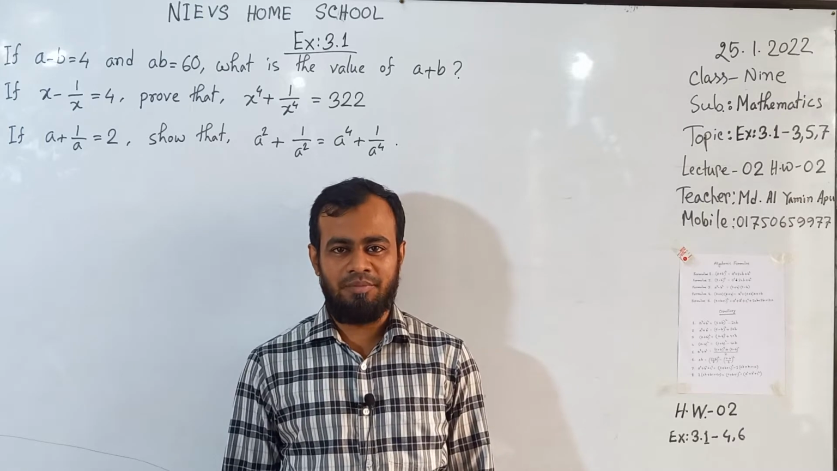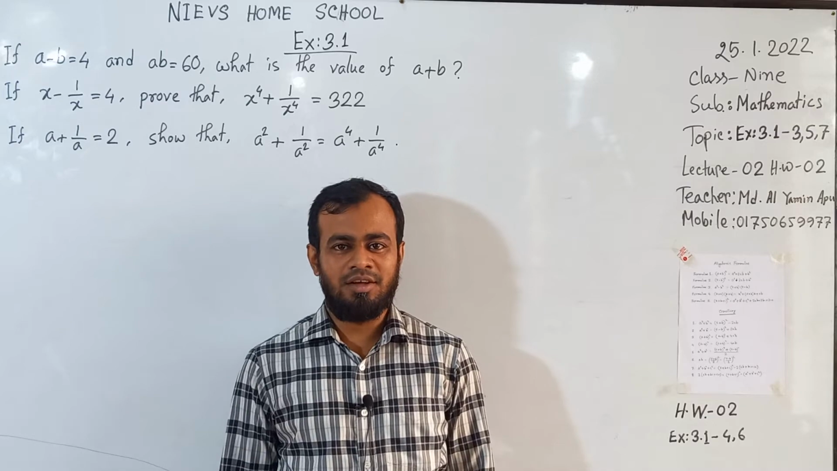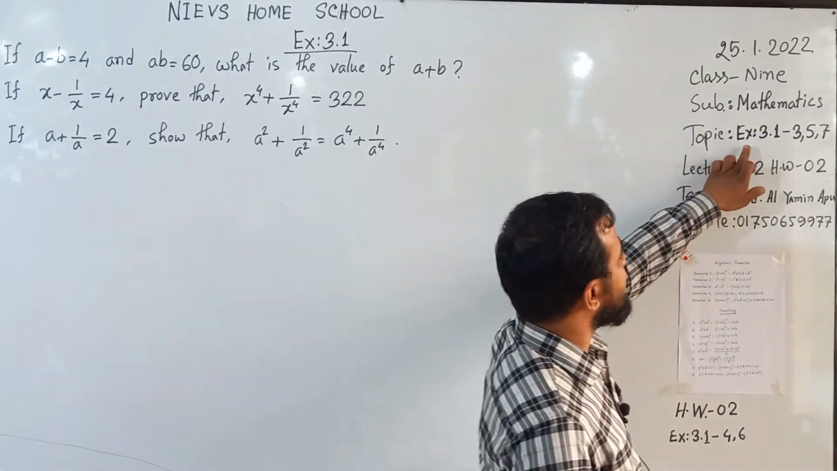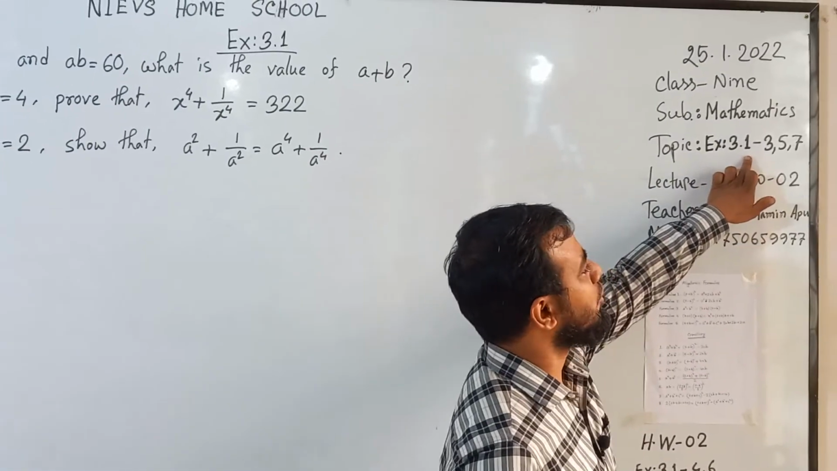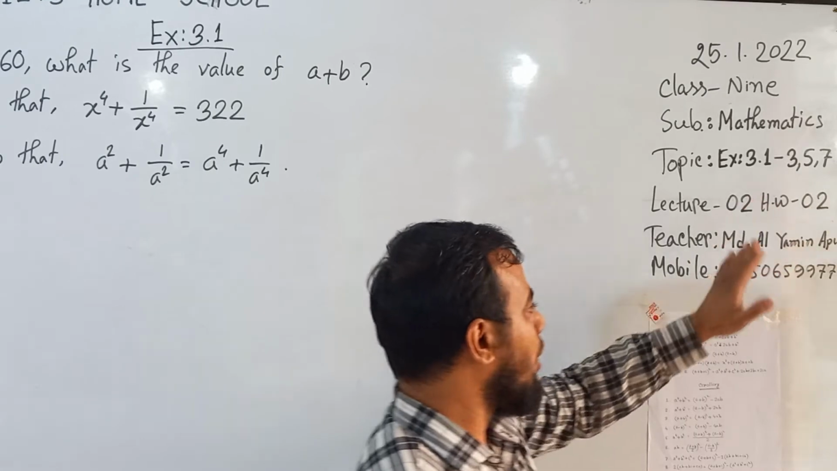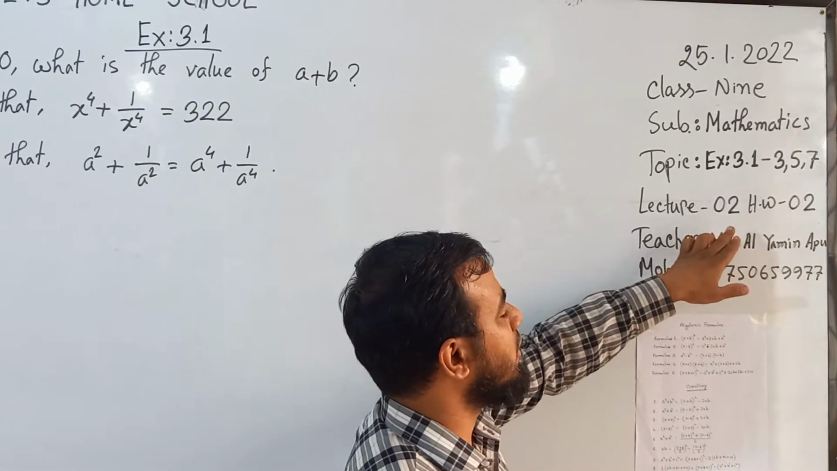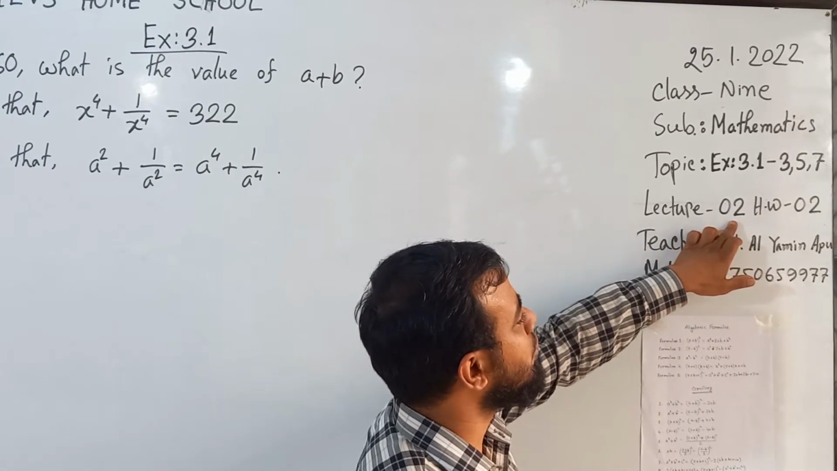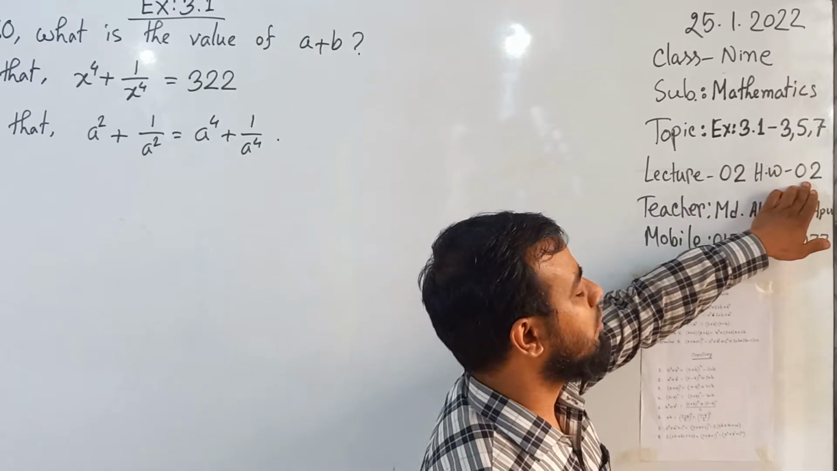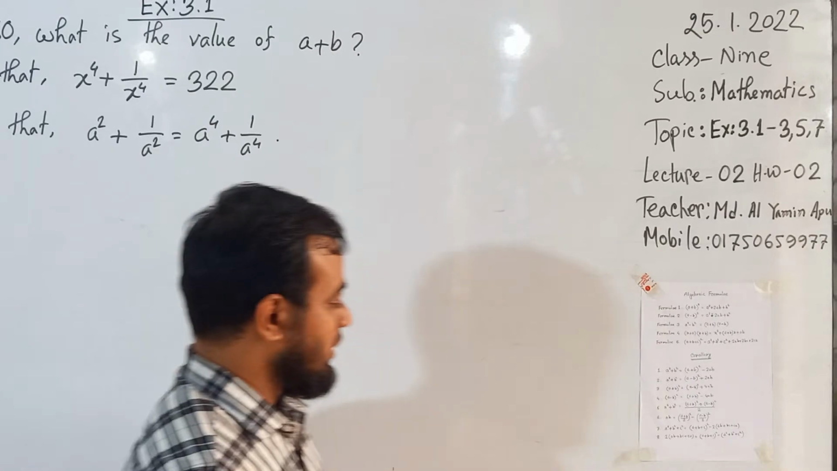Today I am going to take a math class for the students of class 9. Our topic today is exercise 3.1. Questions number 3, 5 and 7 we will solve on the board today. This is the second lecture of the English session of 2022, and your homework number is also 2. So let's start. I have already written all three questions on the board.